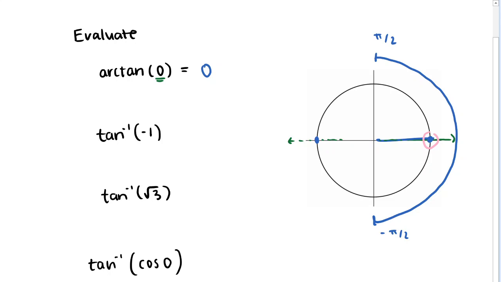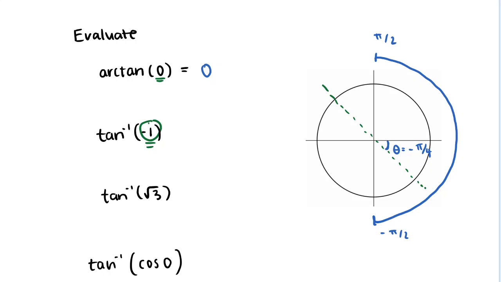Now what about tangent inverse of negative 1? Well, here we're looking at a slope of negative 1. This represents a slope of negative 1. And we're asking what's an angle that has this slope of negative 1? But specifically, what angle between negative pi over 2 and pi over 2? Well, that's this angle here. We saw that pi over 4 gave us an angle with a slope of 1, and negative pi over 4, this angle that's sort of sloped downwards, this has a slope of negative 1. So tangent inverse of negative 1 is going to give us negative pi over 4.